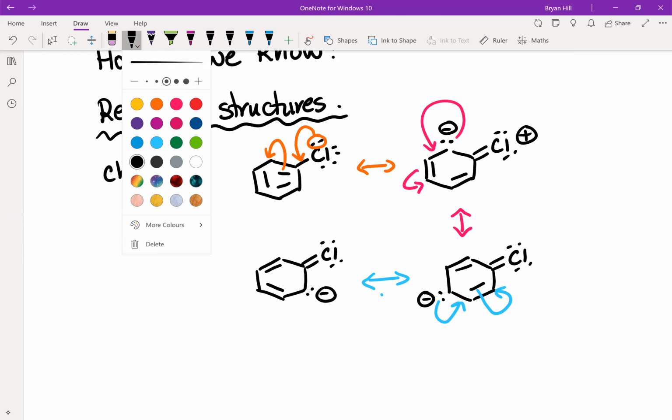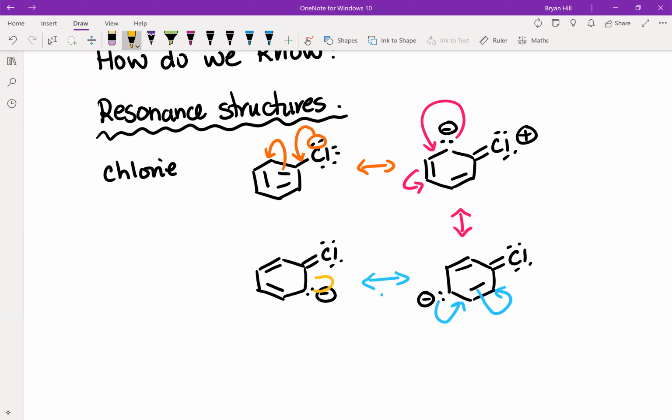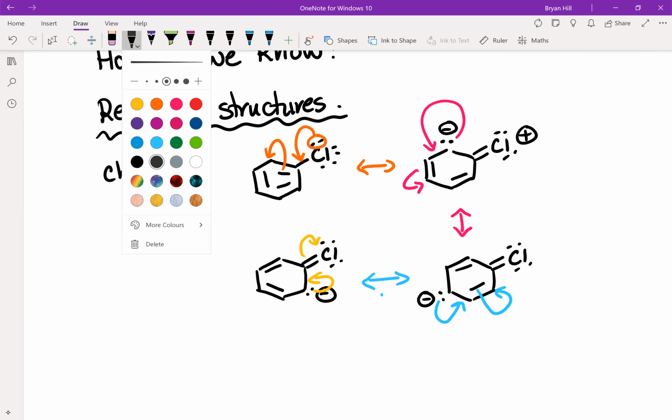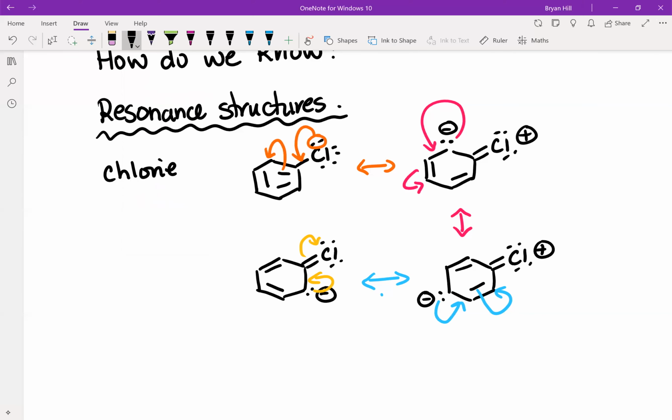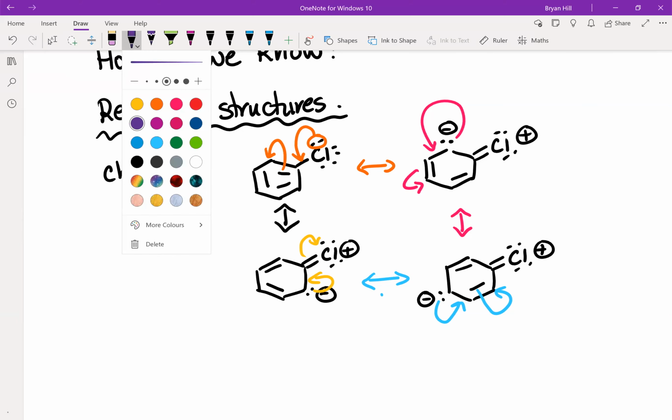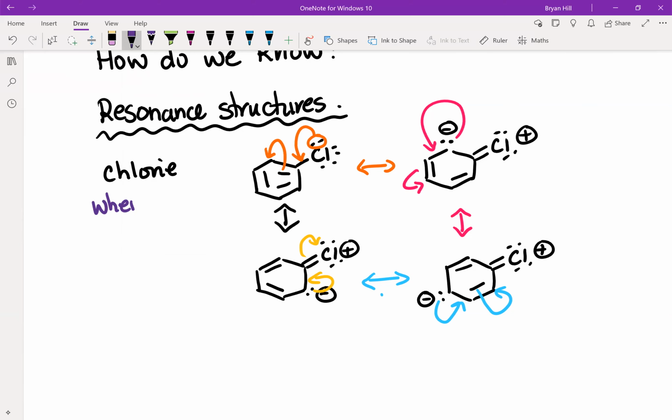And then finally, we can go back to where we started. We can move this there, that move. Oh, I guess I forgot my positive charges here. Plus, plus. So what you notice immediately is, where are the negative charges? Let's ask this question. Where are the negative charges?